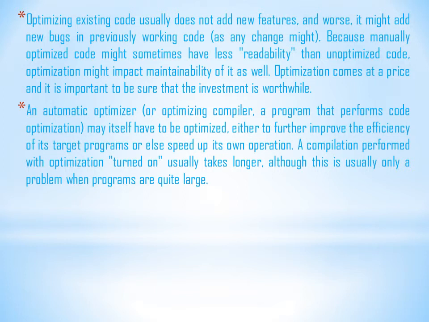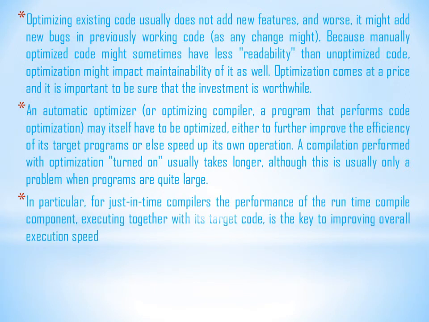A compilation performed with optimization turned on usually takes longer, although this is usually only a problem with programs which are quite large. In particular, for just-in-time compilers, the performance of the runtime component executing together with its target code is the key to improve overall execution speed.